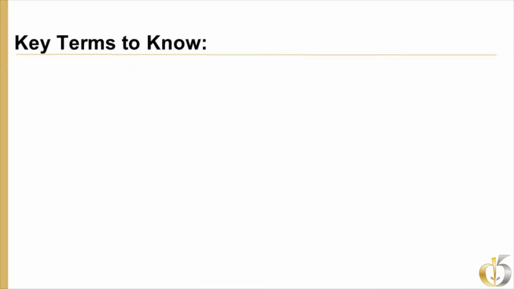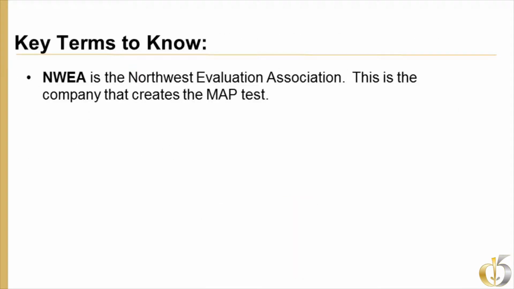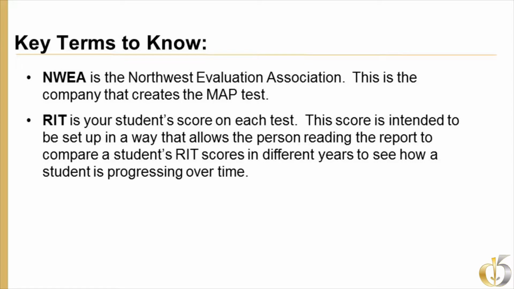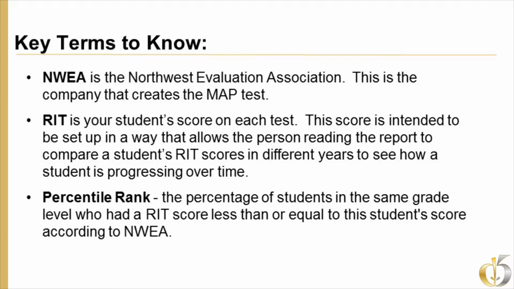There are a few key terms to know before we get started. NWEA is the Northwest Evaluation Association. This is the company that creates the MAP test. RIT, R-I-T, is your student score on each test. This score is intended to be set up in a way that allows the person reading the report to compare a student's RIT scores in different years to see how a student is progressing over time. Percentile rank: the percentage of students in the same grade level who had a RIT score less than or equal to this student's score according to NWEA.